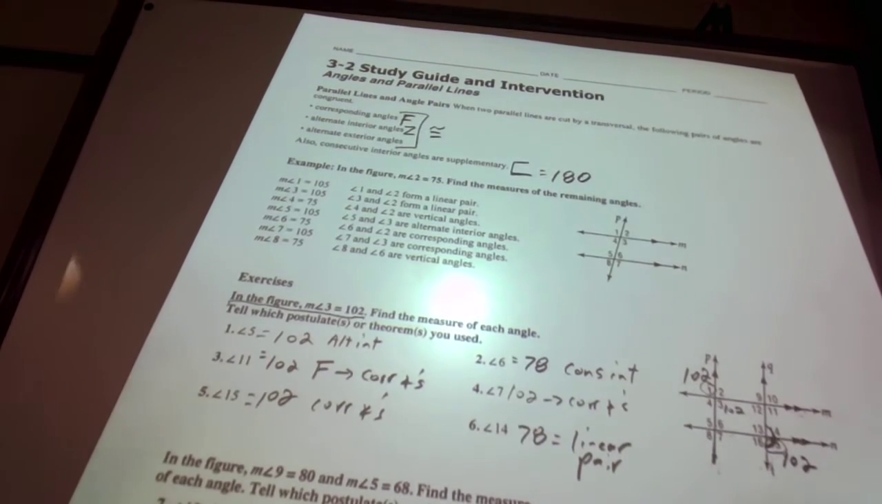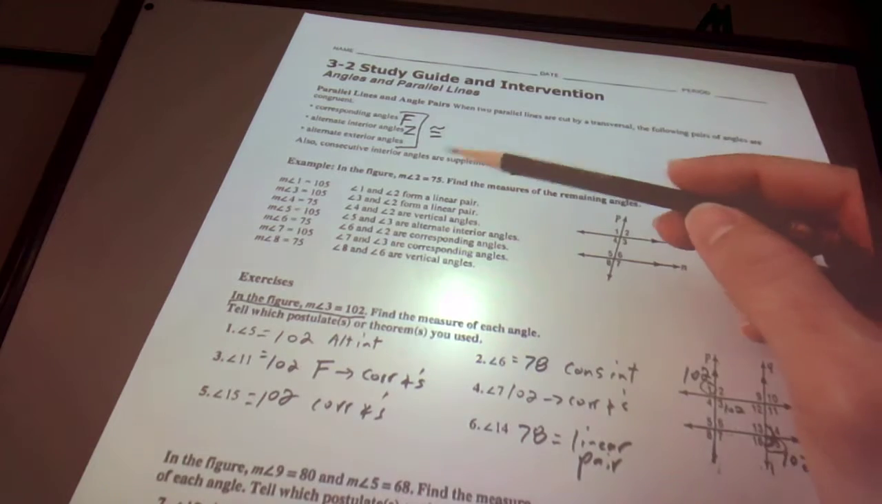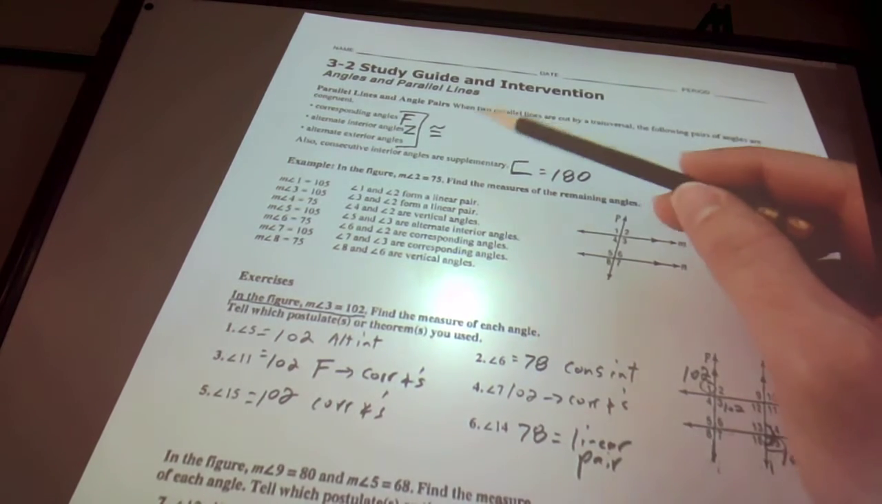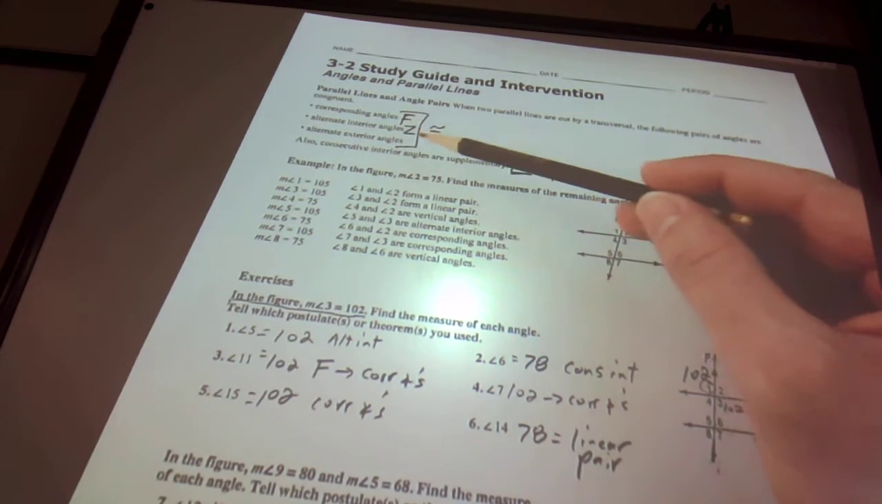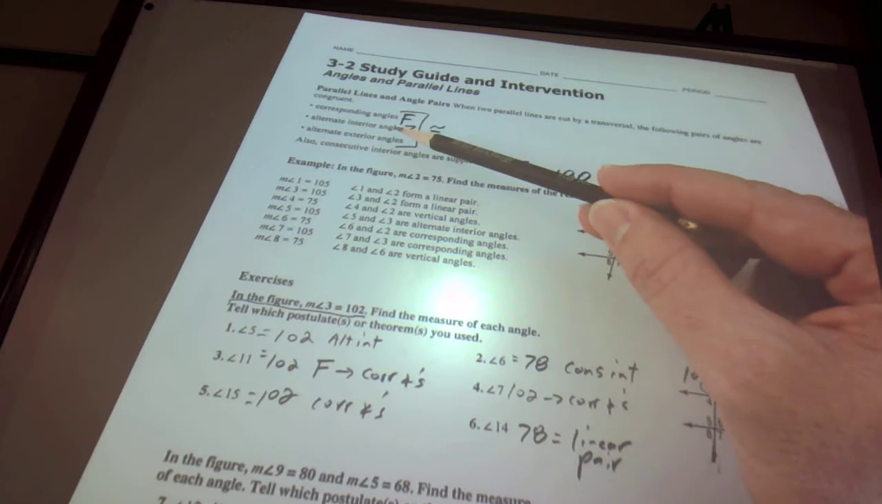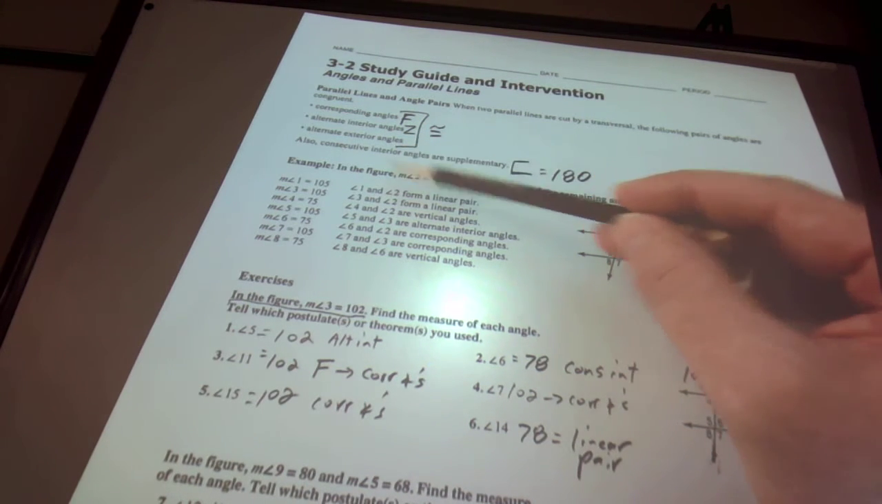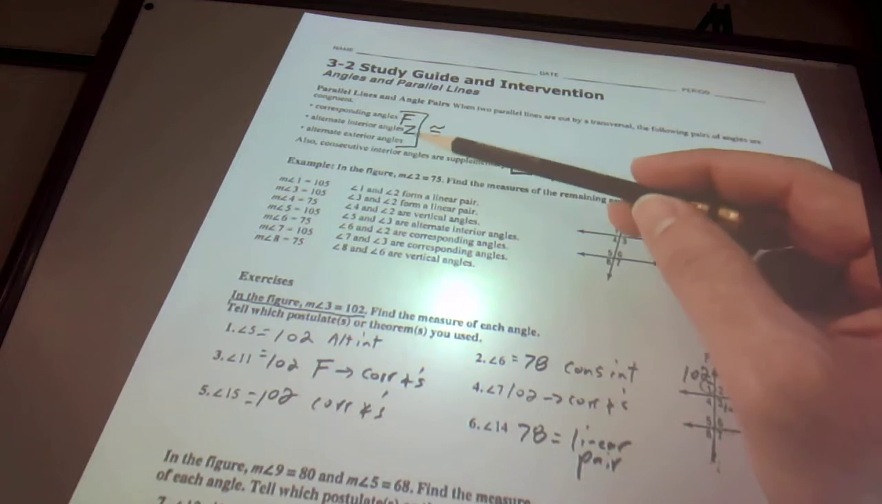We're going to do 3-2 today, study guide and intervention, looking at angles and parallel lines. So here's a good review for us from 3-1. I didn't put video notes up, but here's what we're talking about: corresponding angles, alternate interior angles, alternate exterior angles, and consecutive interior angles. Those are our big ones.